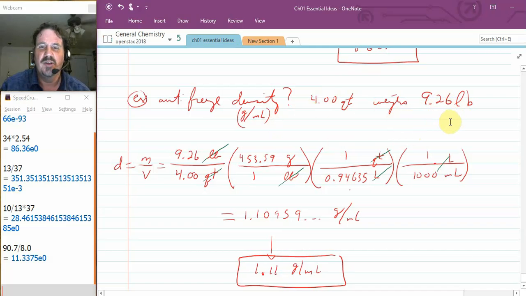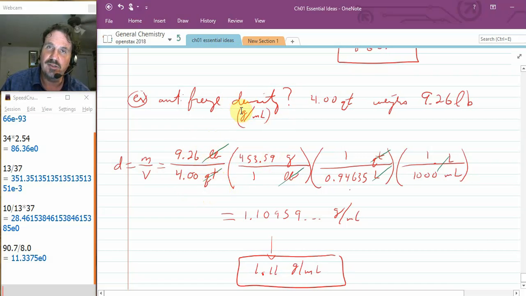Not so hard, really. First of all, I got to remember density is mass divided by volume. And they gave me a mass, 9.26 pounds, and they gave me a volume, 4.00 quarts. All right, so mass divided by volume. There, I've just put it in. 9.26 pounds on top, 4 quarts on the bottom. That technically is the density right now. It's just in the wrong units. I've got it in pounds per quart. They want it in grams per milliliter.